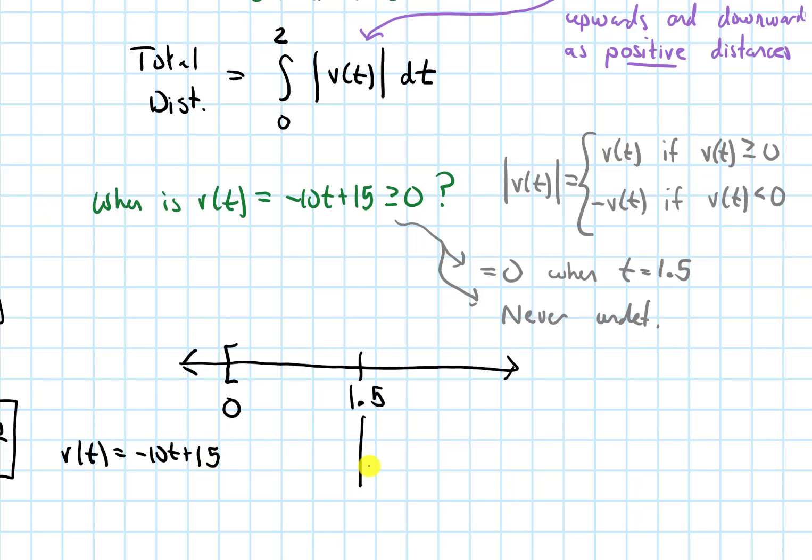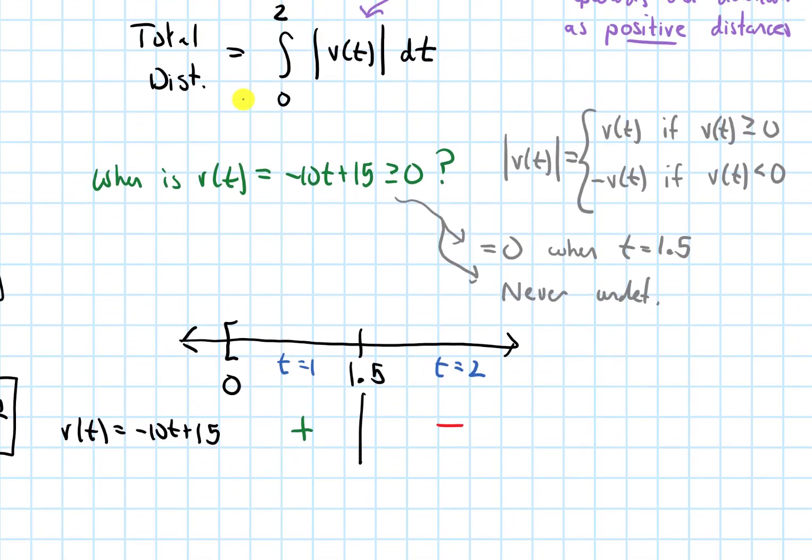And I'm going to write my whole velocity function as a row, negative 10t plus 15, and I'll separate out a column here. If I plug in test points in each interval, like 1 and something bigger than 1.5, like 2, when I plug in 1, it'll be positive. If I plug in 2, it'll be negative. So now I know when my velocity is positive and when it's negative.